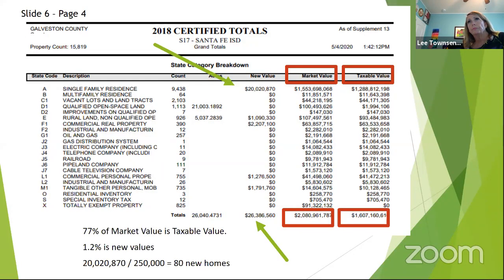The new value means new homes were added to the tax rolls, in the case of category A, single family residence. I used an average home price of $250,000 to create a baseline comparison to other years. So for 2018, if the average home price being built was $250,000, then roughly 80 new homes were built in the Santa Fe ISD area.